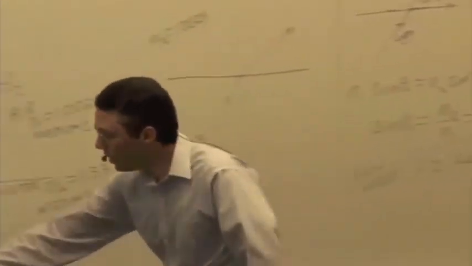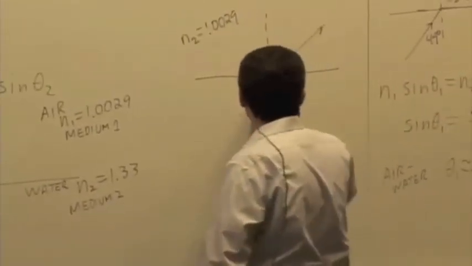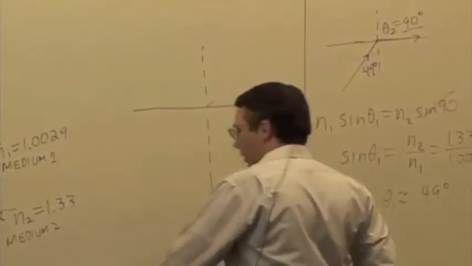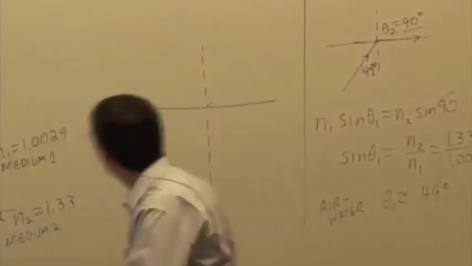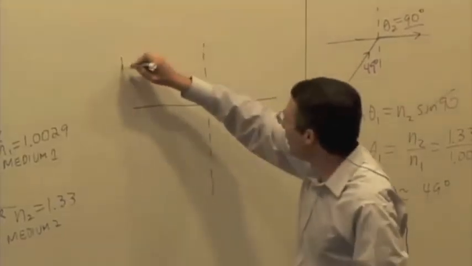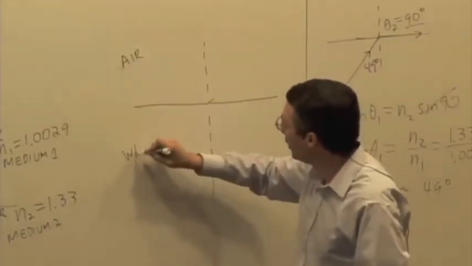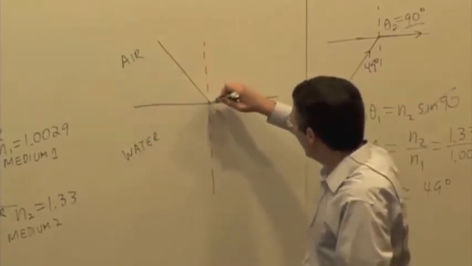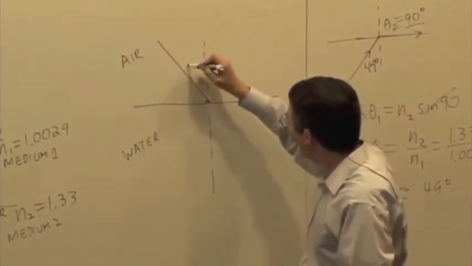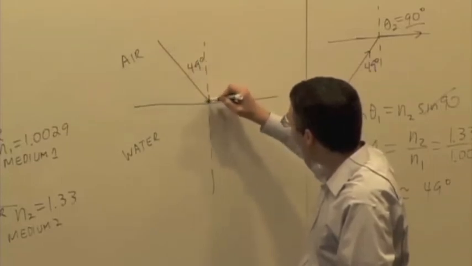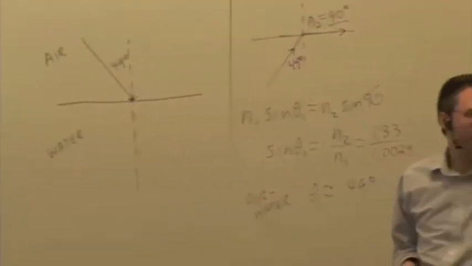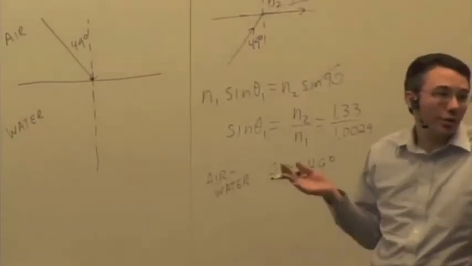But what about the other direction? If you have a light ray, so here's air, and here's water. Here's an angle of 49 degrees. What's going to happen to that beam of light when it goes into the water? It's going to go closer to the normal, okay?